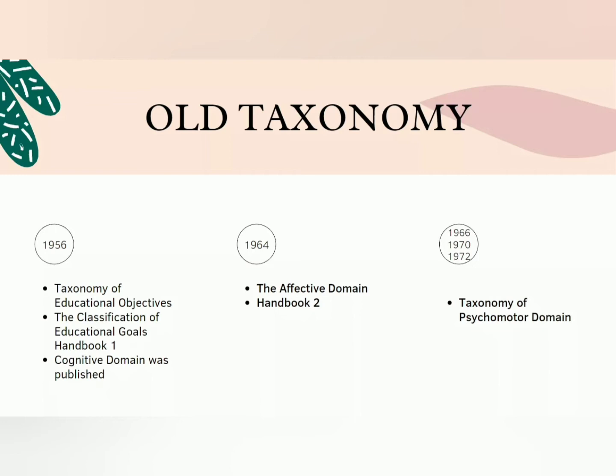Before the revised taxonomy was produced, I will explain the old taxonomy. So in 1956, the Taxonomy of Educational Objectives, the Classification of Educational Goals Handbook 1, Cognitive Domain was published in this year. In 1964, the Affective Domain, the Handbook 2, was published also in this year. Lastly, in 1966, 1970 to 1972, the Taxonomy of Psychomotor Domain was also published in this year.